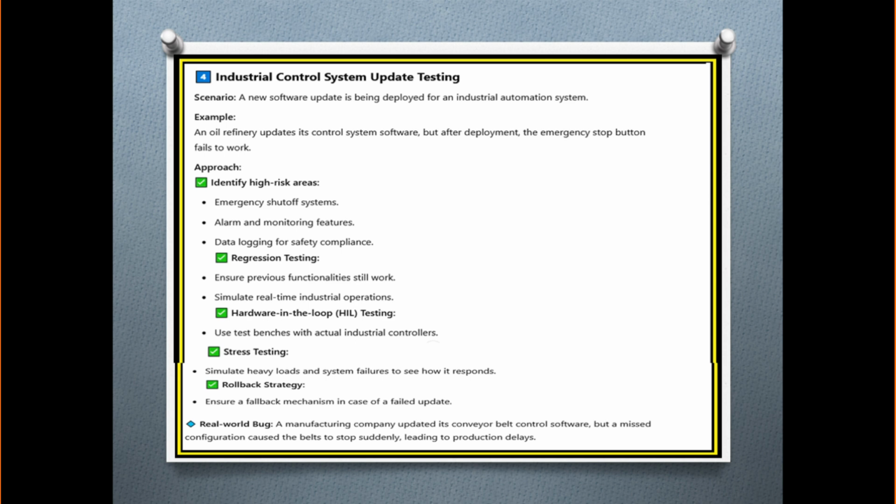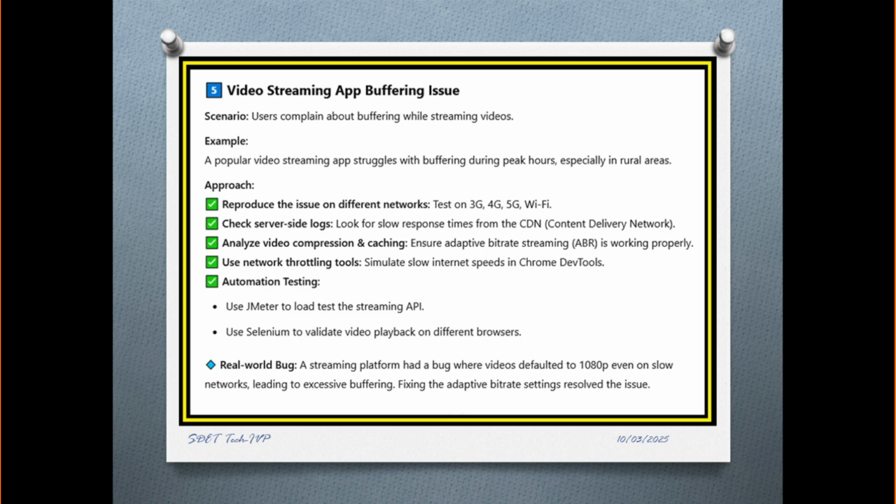The next one is a video streaming app buffering issue. The scenario: a user complains about buffering while streaming video. What is your approach? Firstly, reproduce the issue on different networks. You can use 3G, 4G and Wi-Fi, and if you have any other throttling method, you can also use that.